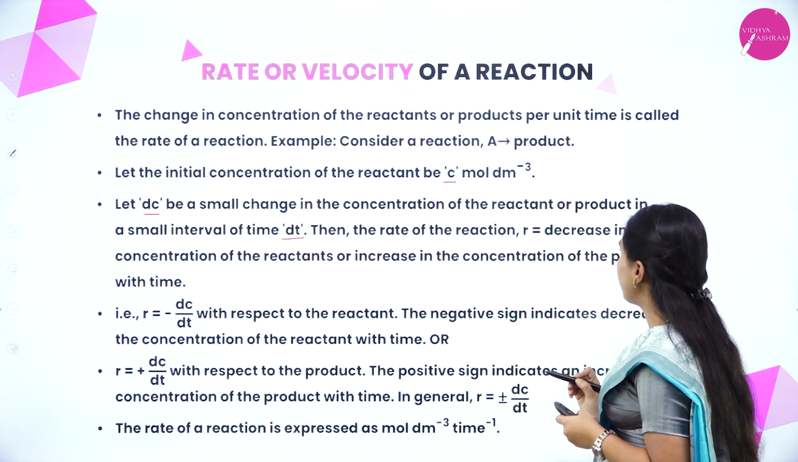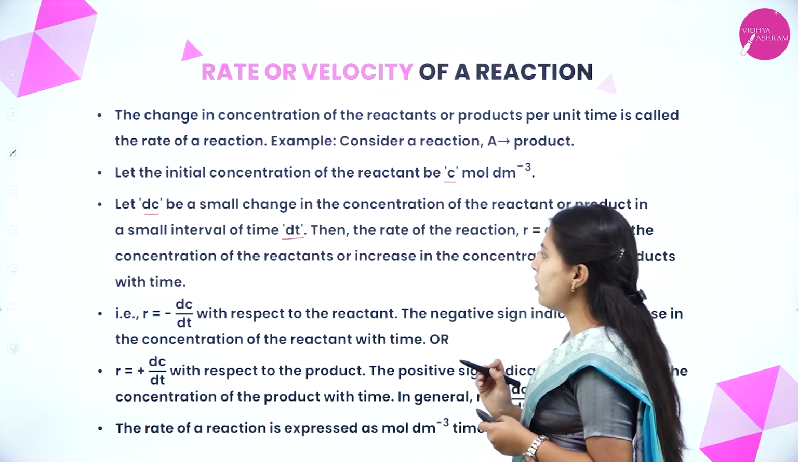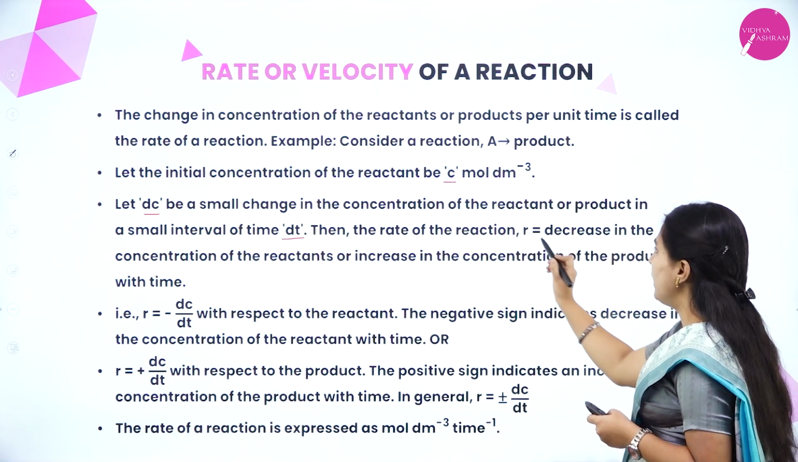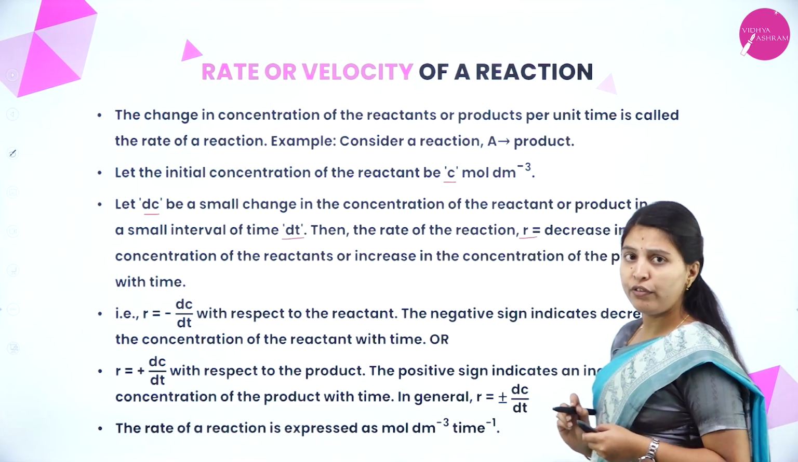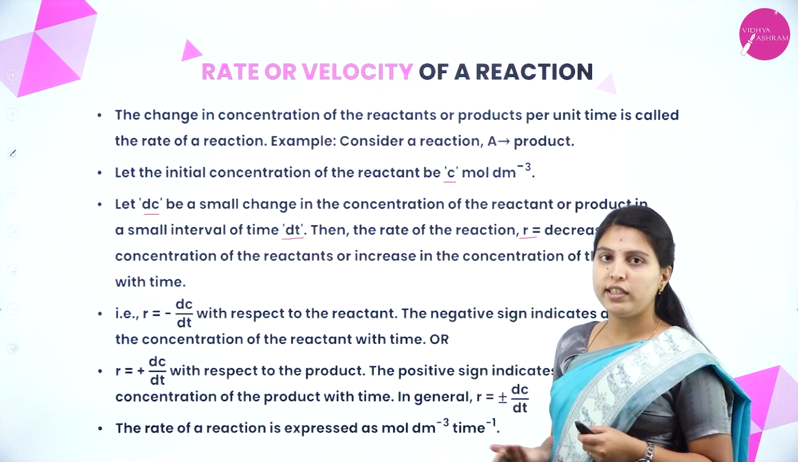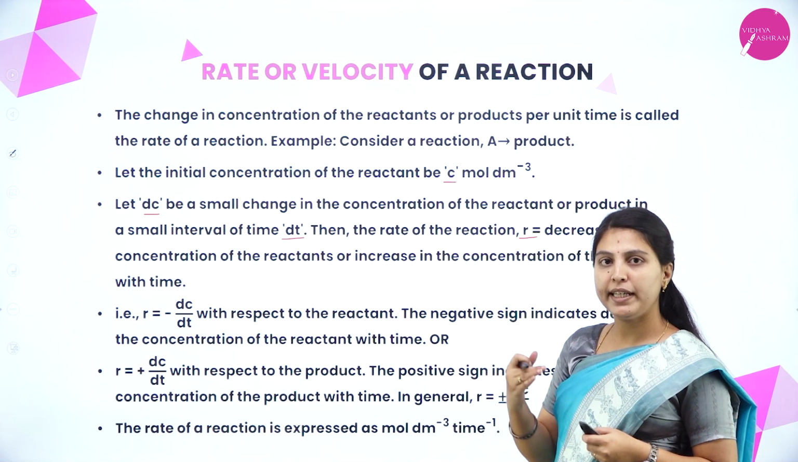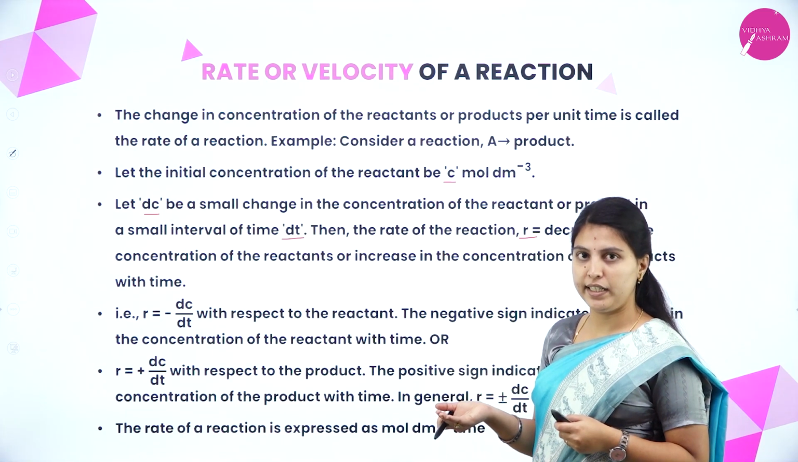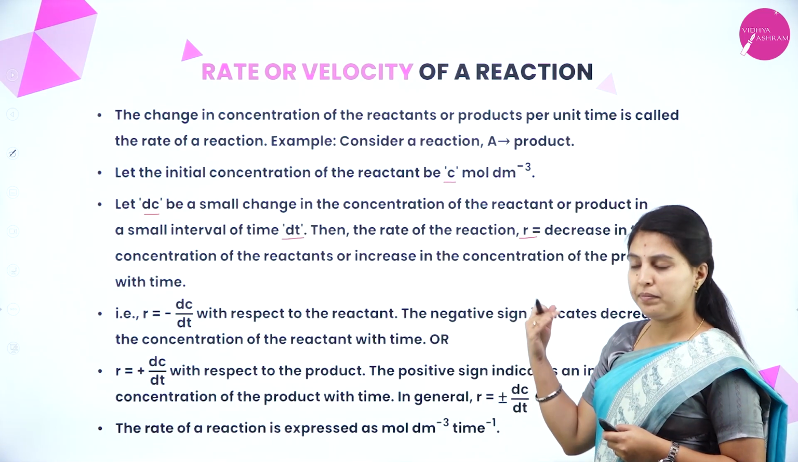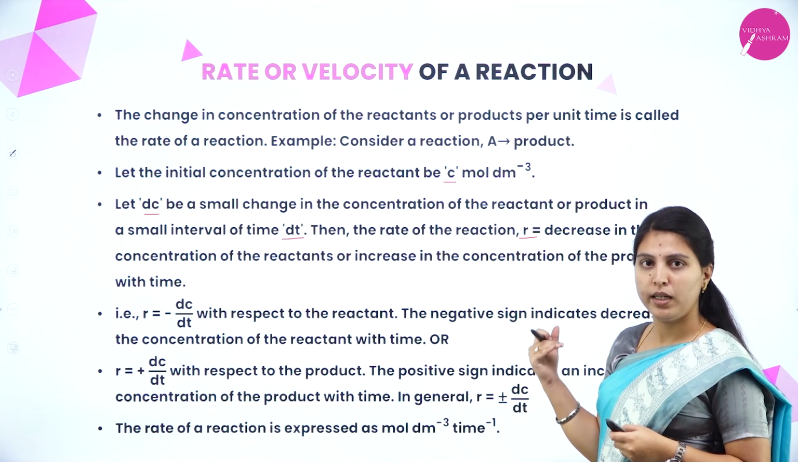Then the rate of reaction will be r, the decrease in the concentration of the reactant or the increase in the concentration of the product. This is the rate of reaction, small r. From reactant to product is going to happen. Then what will happen? A decrease in the concentration of the reactant side and an increase in the concentration of the product side. One or the other step will happen.